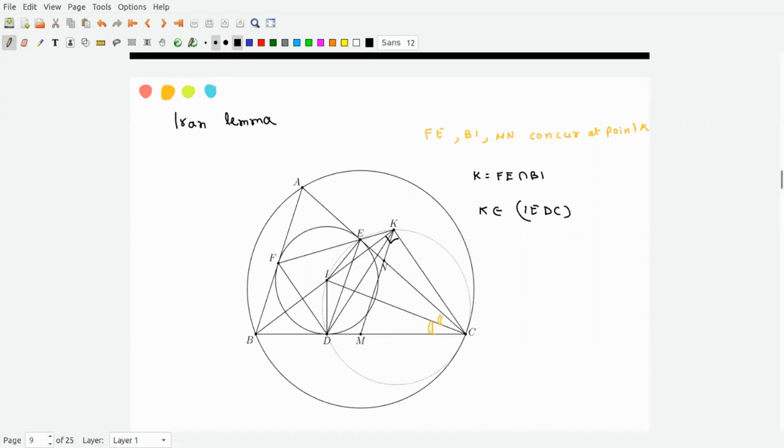Oh, you used this to prove Iran lemma. This is the right thing. Yeah, you used this to prove Iran lemma. Never mind. Anurag, you died on this proof? I died on this only. Okay, so try it out. We'll wait for Anurag to prove it. Iran lemma.